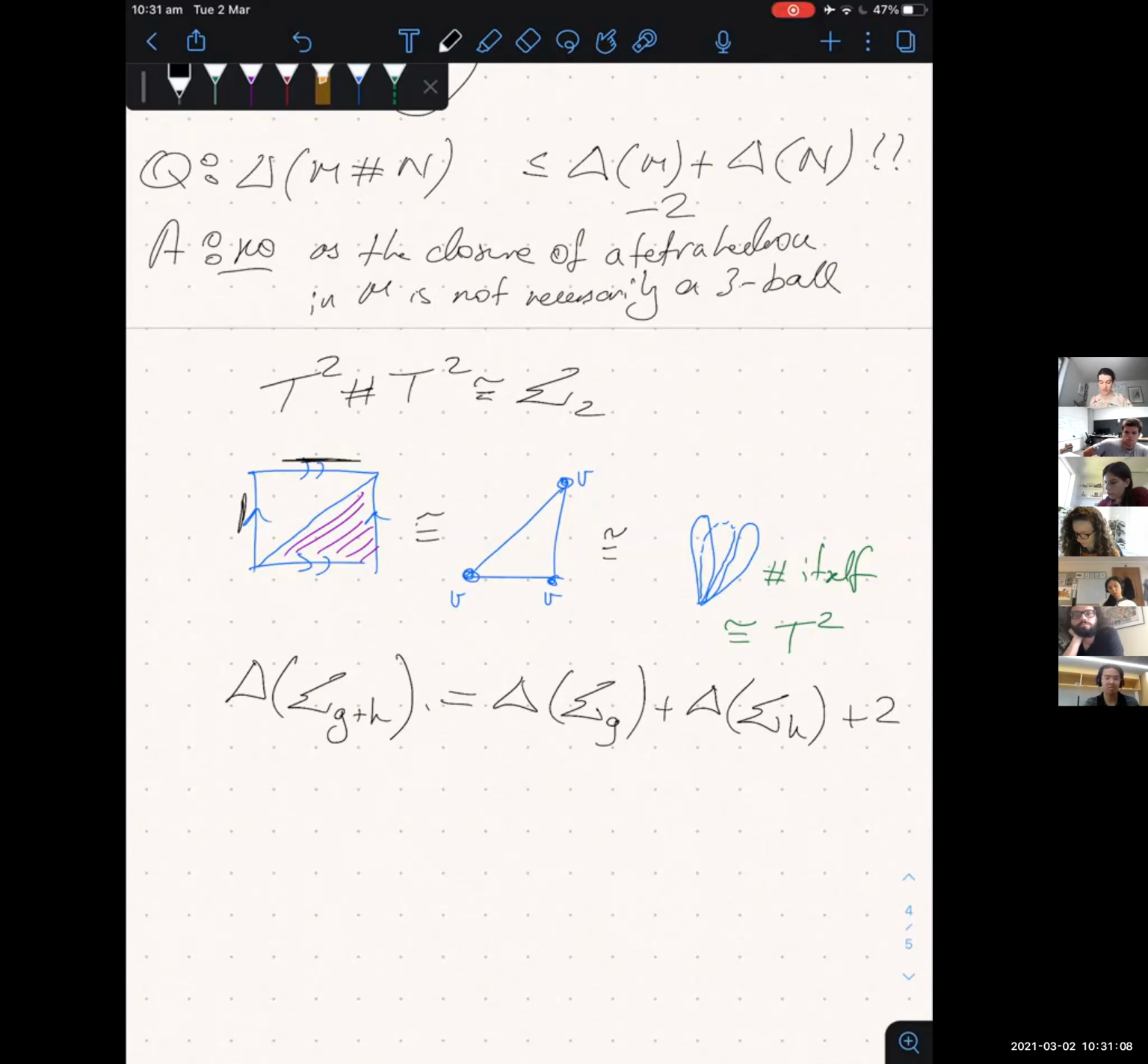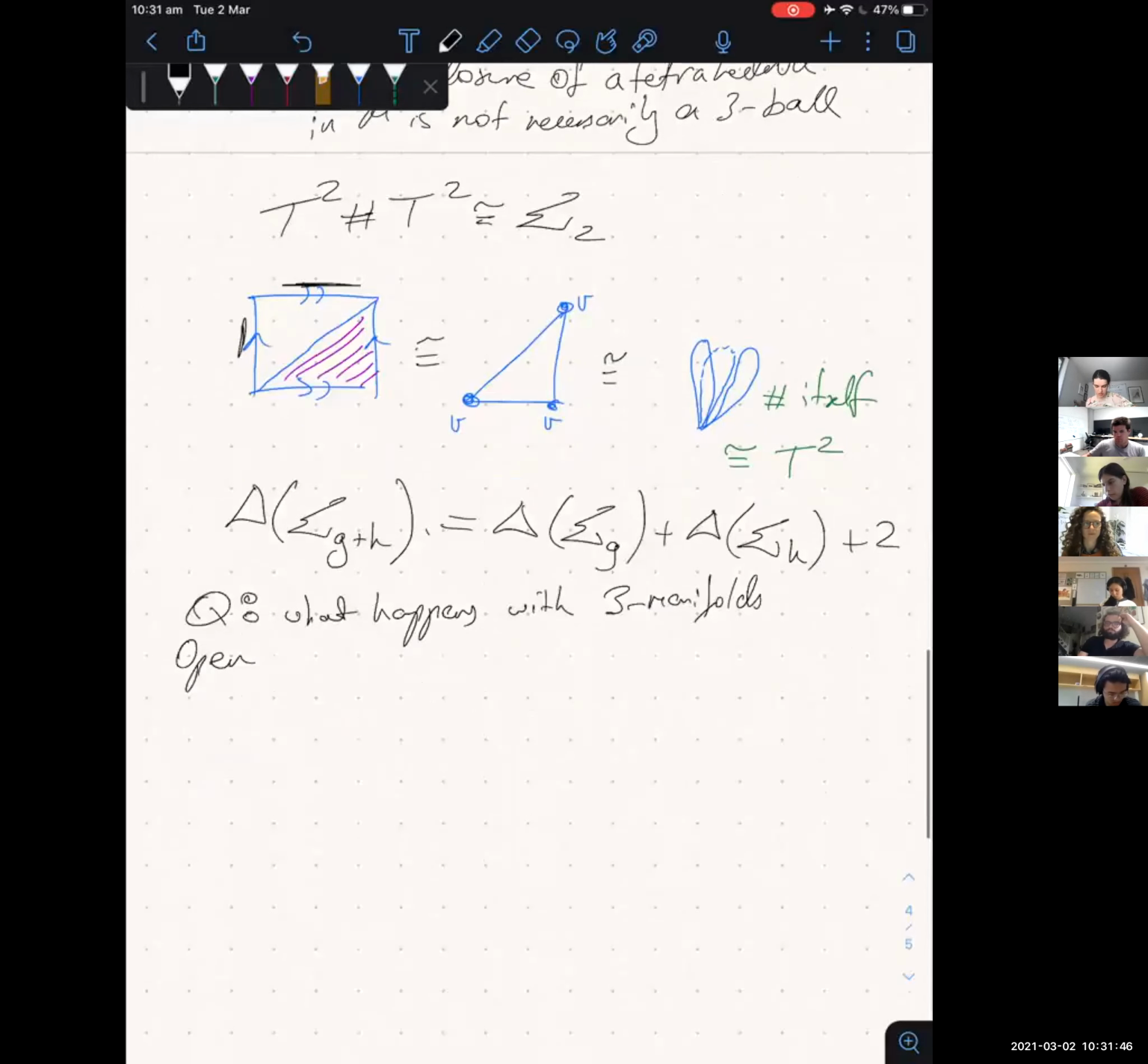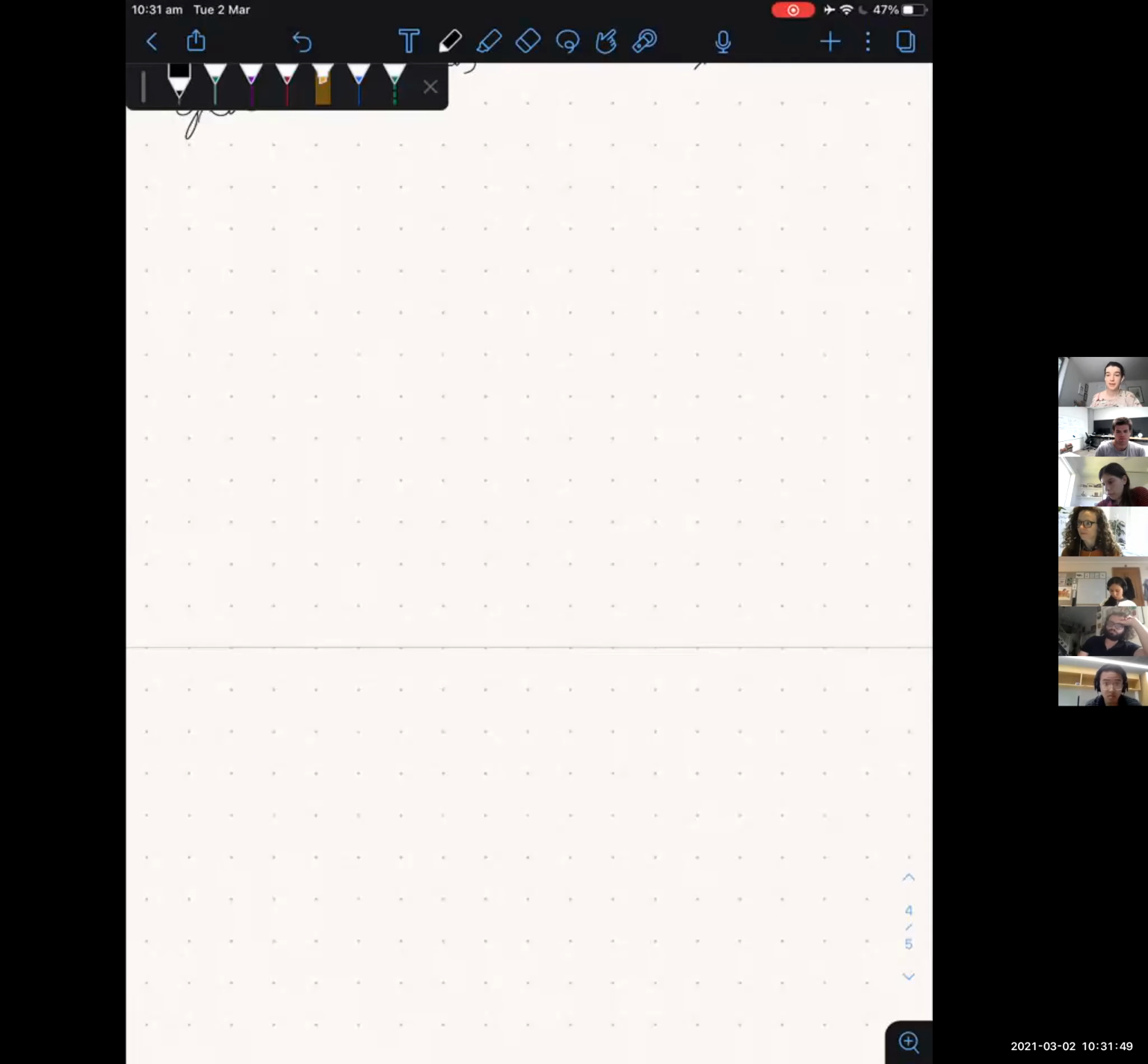Something that I'm quite interested in at the moment is what happens in 3-manifold world. I don't actually have an answer for that. I think we conjecture that you get similar behavior, where you get the sum plus a little bit, but still thinking about that one. So this is open as far as I know. Okay, but I did promise you geometry, so I should probably get into some geometry. All right, so I'll just change the page. So here's something that's really geometric.